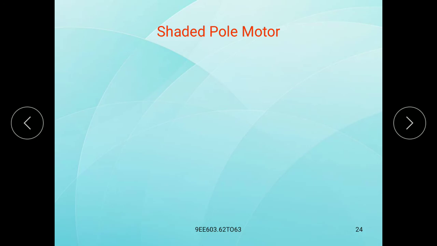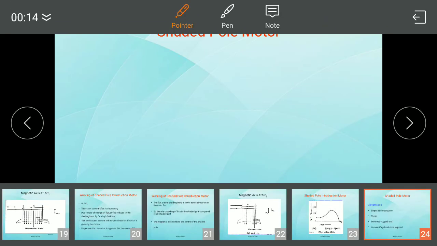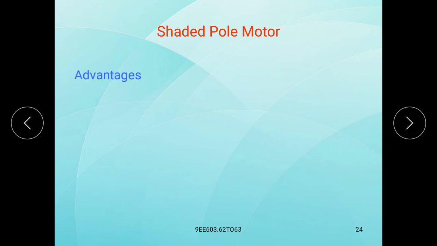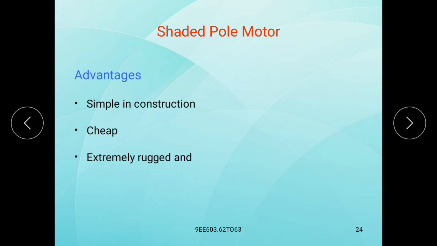Now the advantages of the shaded pole motor. It is simple in construction and cheap, and extremely rugged, and no centrifugal switch is required.